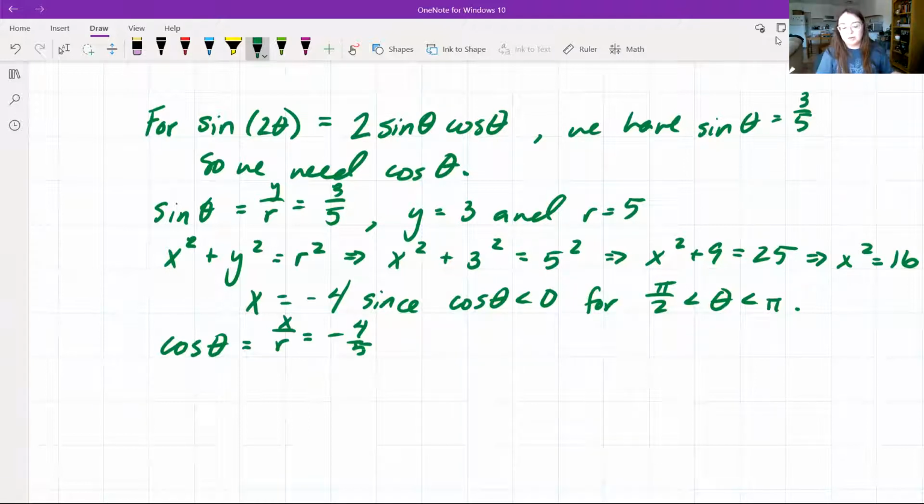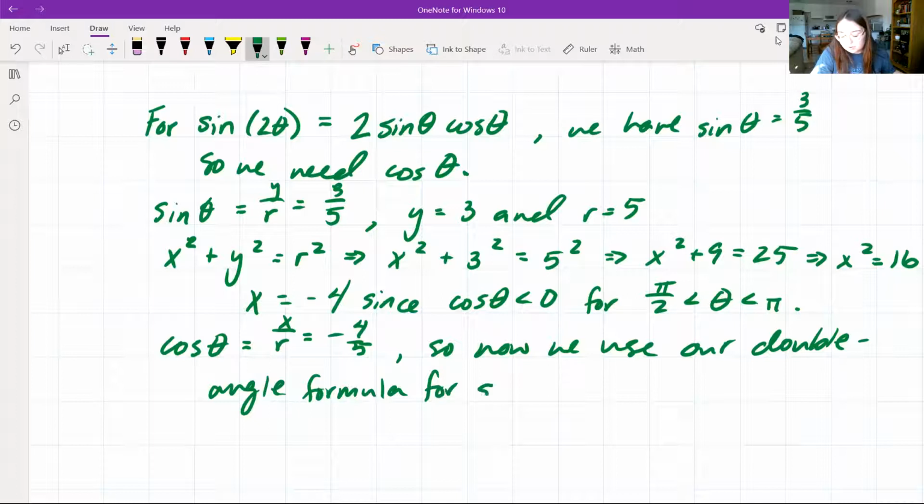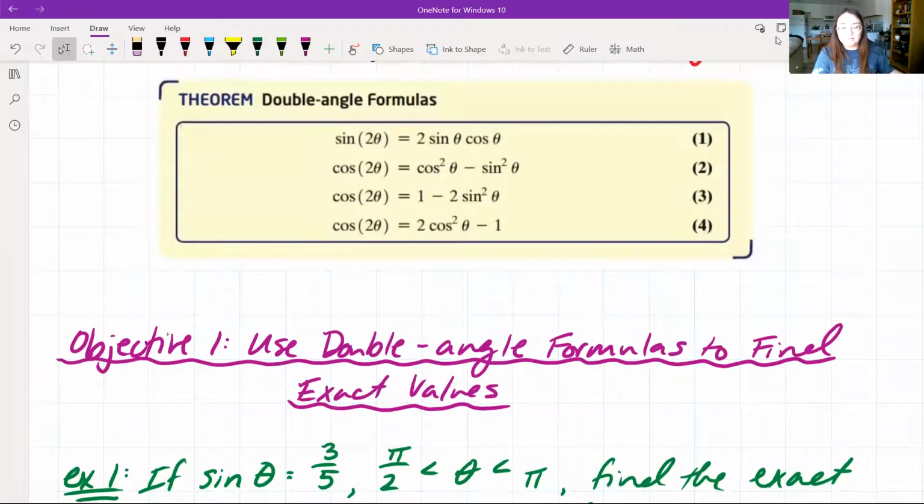And now we can use our double angle formula, specifically for sine of 2 theta, but also for cosine of 2 theta as well. Since we only needed sine in one case, we could have just used our values of sine right away to find cosine of 2 theta. But now we have cosine and sine, so we could use any one of our different equations.